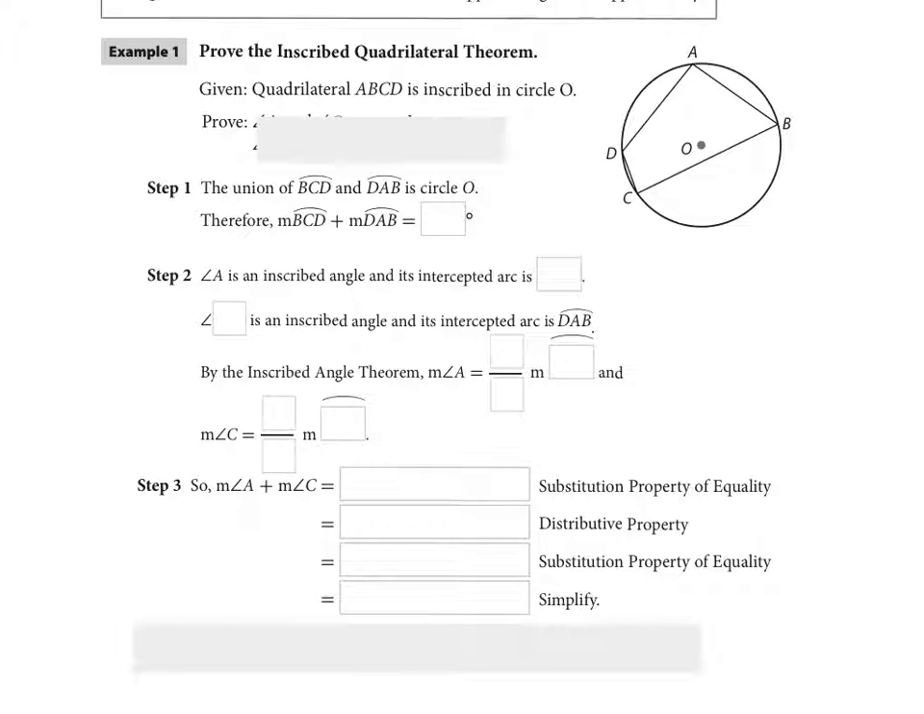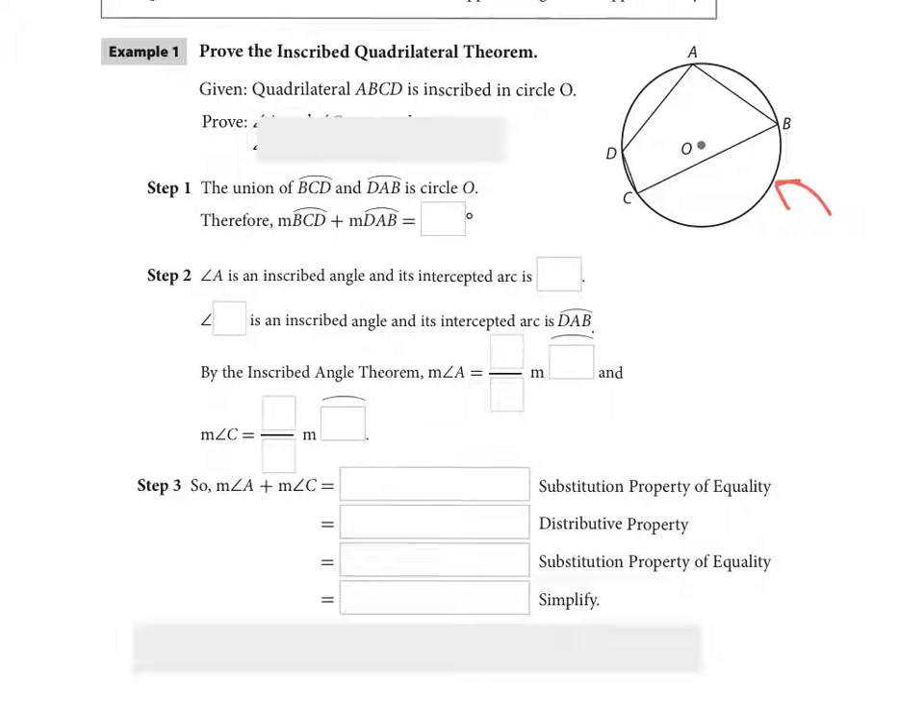All right, so what I'm actually going to do to show you some of the relationships is walk you through a proof that they've got for us here and see if you can make sense of what they're trying to show us and maybe why that is. So we're going to use this inscribed quadrilateral here in circle O, and the quadrilateral is ABCD. So it says step 1, the union of arc BCD and DAB is a circle. Okay, I agree with that.